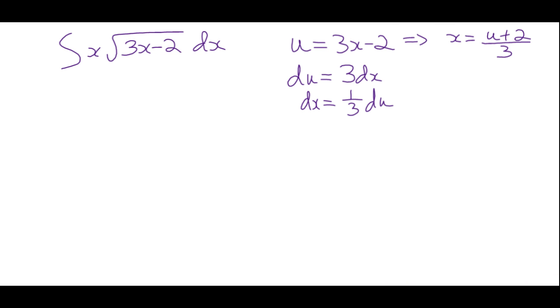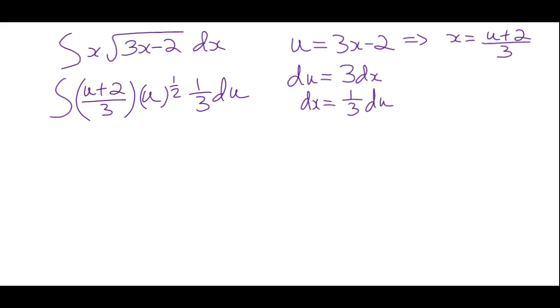I'll show you my first attempt at one of them, which is just a mess, right? And it still gets down to the right answer, but okay. So what do we got? We got a u plus 2 over 3. We got a root of u, or let me just call that u to the half, and we got a 1/3 du.